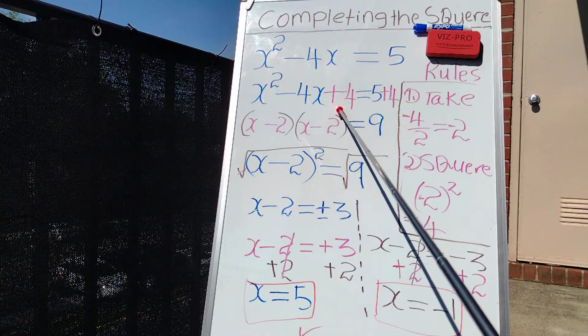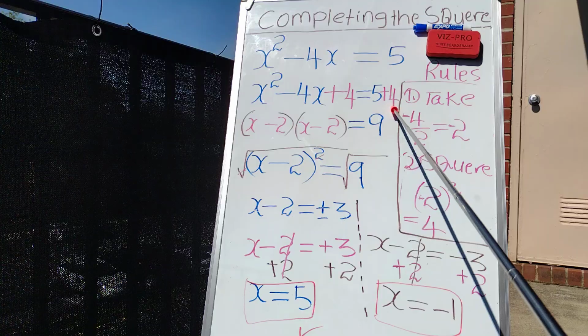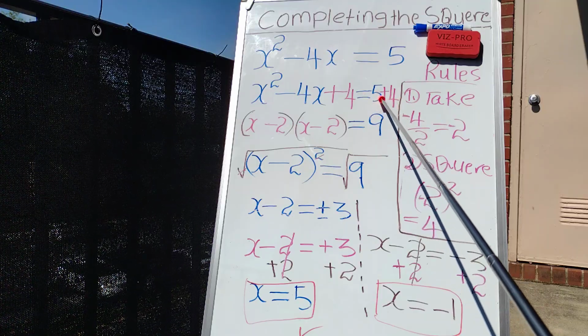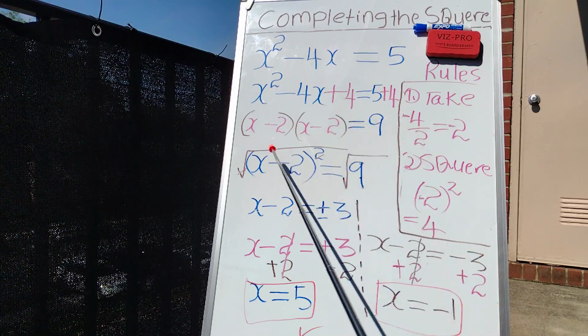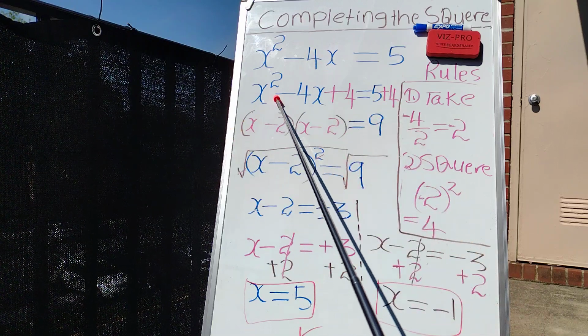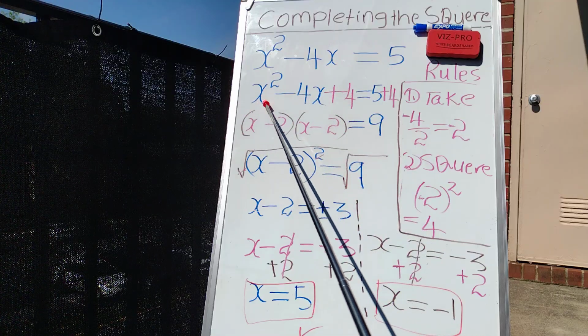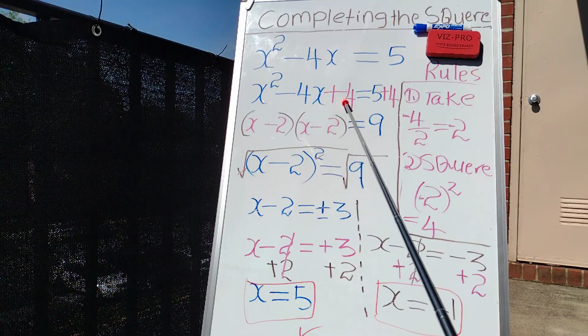If you do that on the left side, you have to do that on the right side as well. That is what we are having here. Now this is 5 plus 4, which is 9. Next, we are going to factorize the x squared minus 4x plus 4.